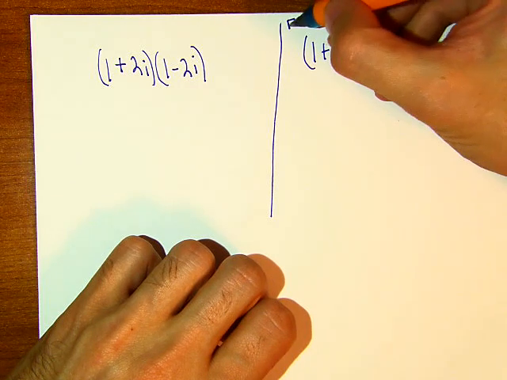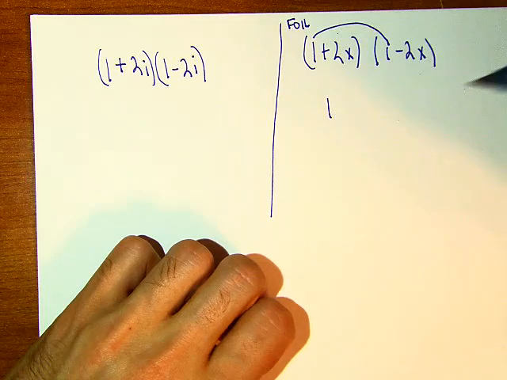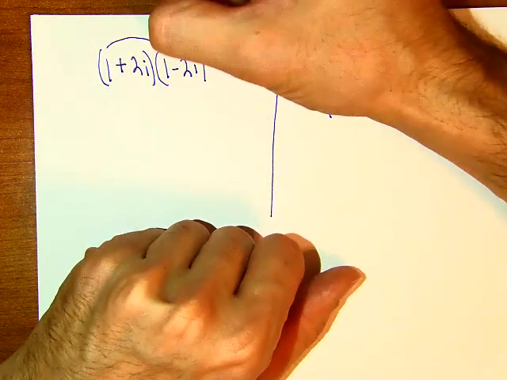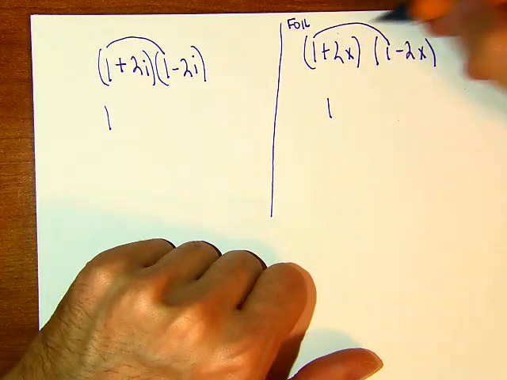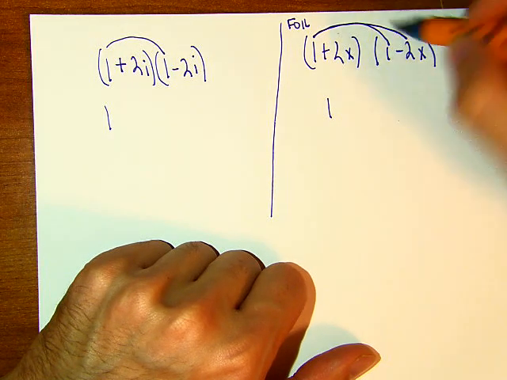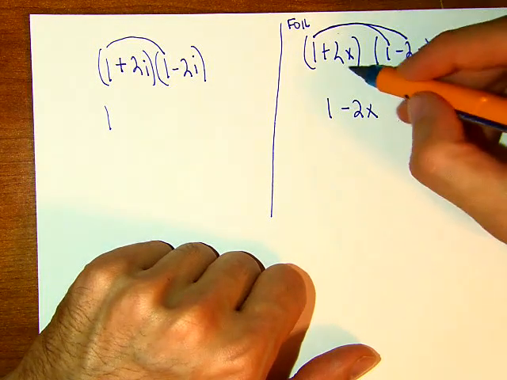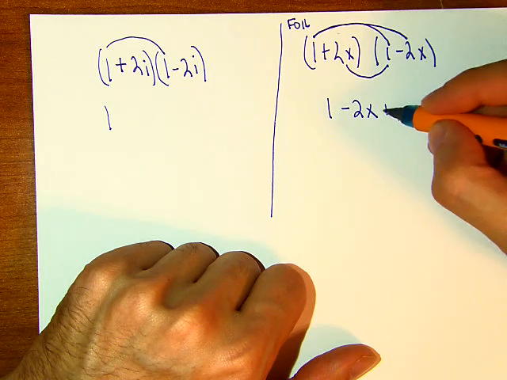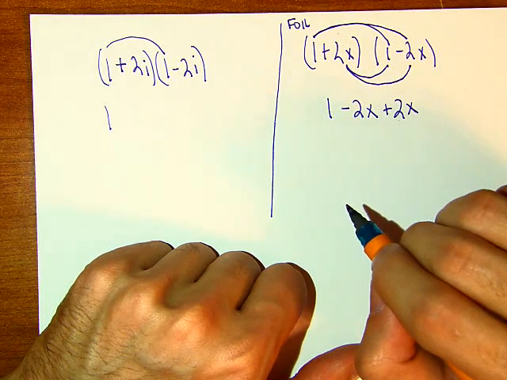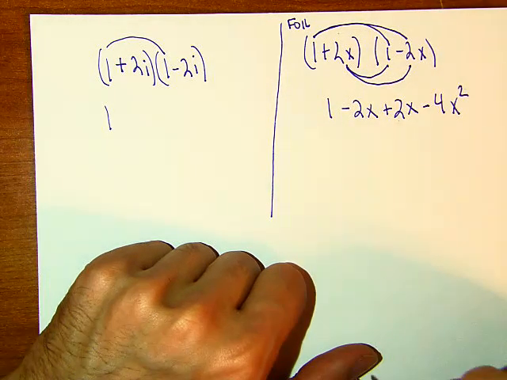What do you have to do? You have to FOIL, right? This becomes what? 1 times 1 is 1. And the same thing is going to happen here. You're going to do 1 times 1, and that's 1. Well, what do you do here? If 1 times 1, then what's the next one? 1 times the minus 2x, that's minus 2x. 2x times the positive 1, that's plus 2x. And 2x times minus 2x, this is minus 4x squared.